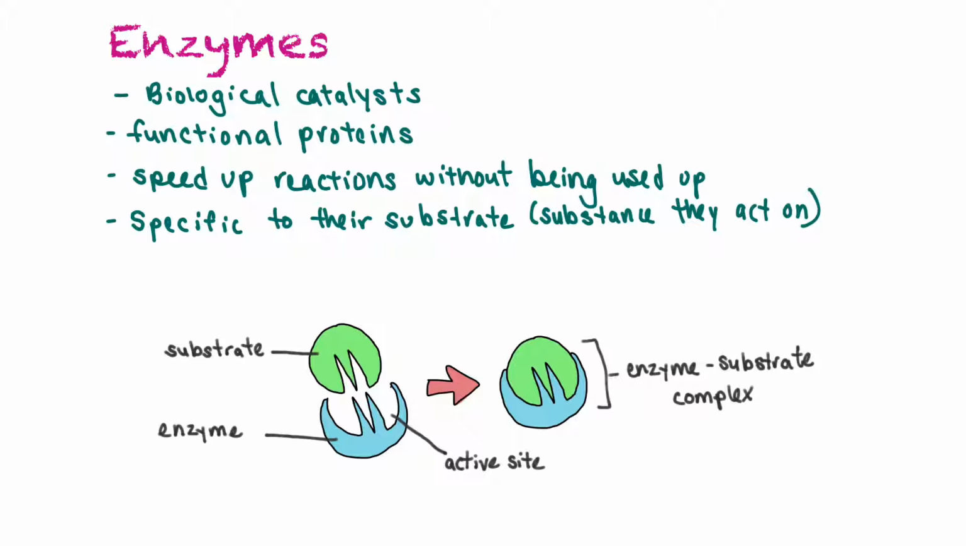And enzymes are specific to their substrate, and the substrate is the substance that they act on. So in this image here, this green object is the substrate, the blue object is the enzyme, and where they lock together is known as the active site. And when they join together, they form the enzyme substrate complex. Once they've bonded, the enzyme acts on the substrate and turns it into products, and then it will release the products and they go off on their way, and the enzyme would be ready to act on another substrate.